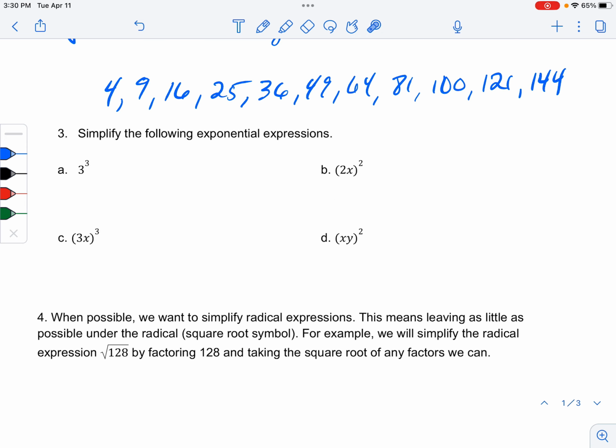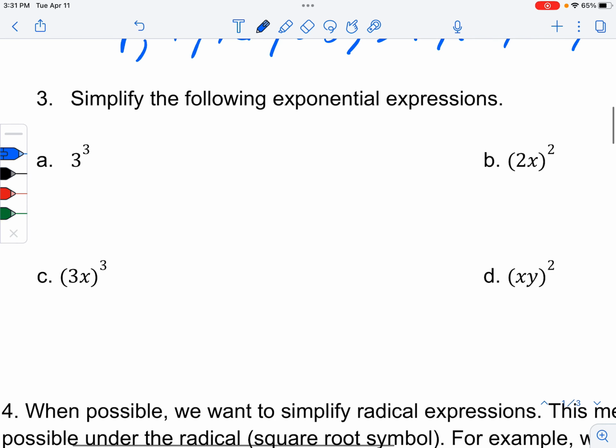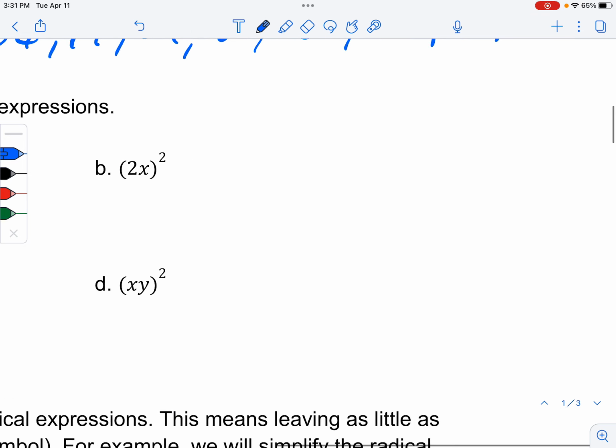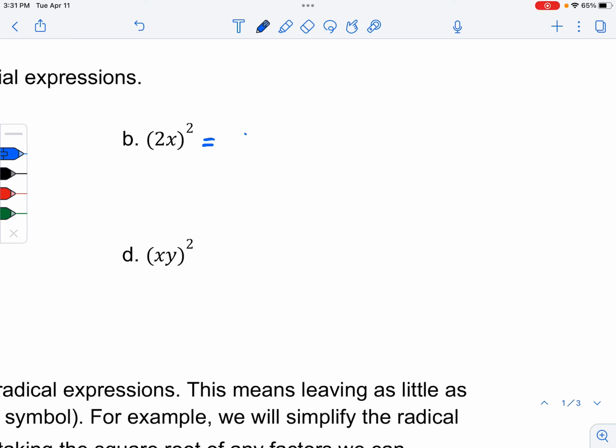So a couple things with exponents, simplifying, just a couple practice. Again, I would try these on your own, pause the video, and then come back to this and take a look at the answers. So 3 to the third power, this is 3 times 3 times 3, which is 27. Go over to part B. Remember, this is where we have to take both of these things twice, and we could expand that if we wanted to, and we could think of this as 4x squared.